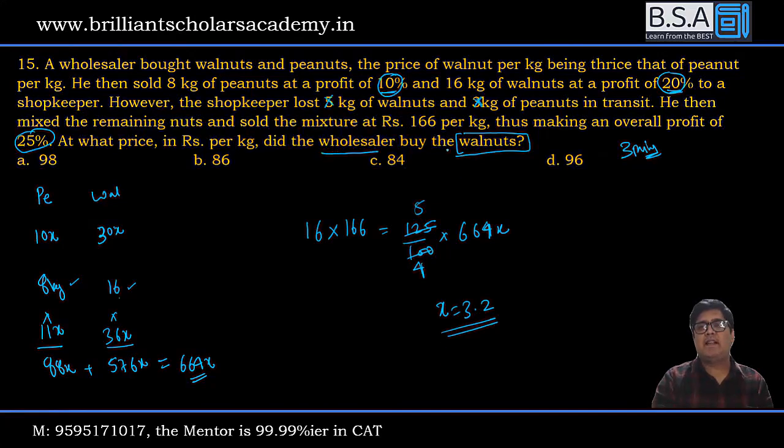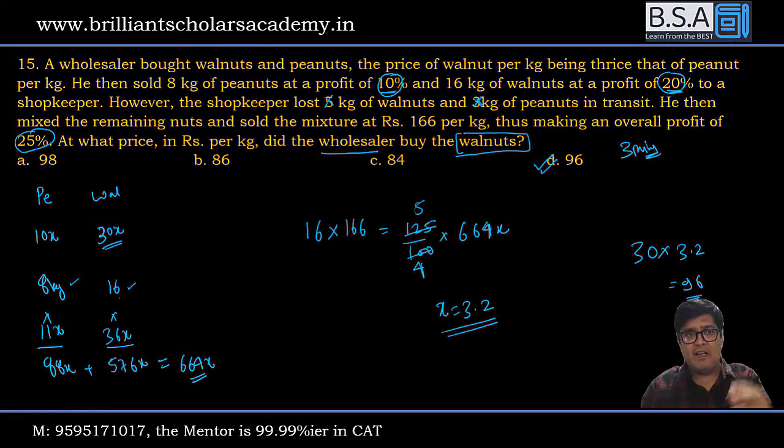What is the question? At what price did the wholesaler buy? The wholesaler buys for what? 3x or 30x? 30x. What is x? 3.2. So the wholesaler pays 96 rupees for the product. You could have taken peanuts as 100x and walnuts as 300x. But the numbers would become very big.